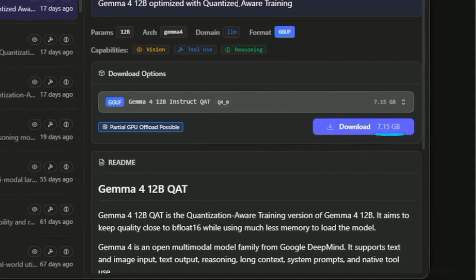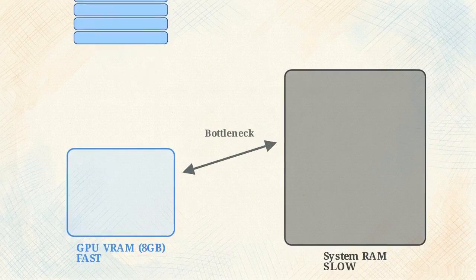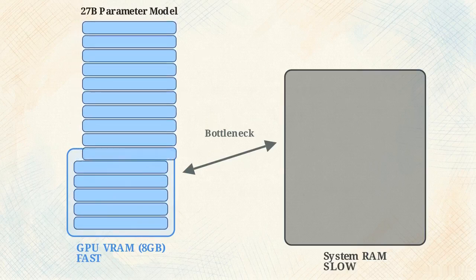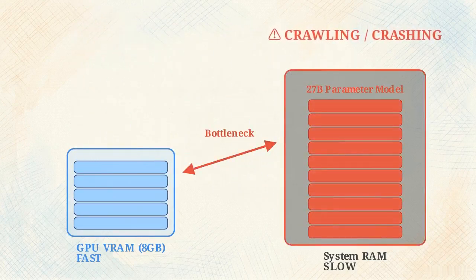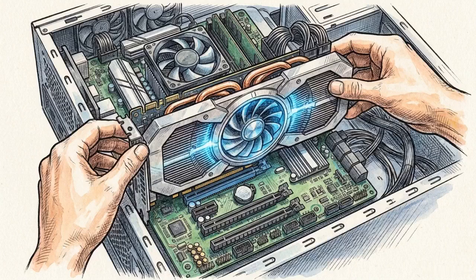The critical bottleneck here is VRAM, or video RAM, on your graphics card. If you run a massive 27 billion parameter model on a standard 8 gigabyte card, excess data spills into your slower standard RAM, causing the application to crawl or crash. This brings us to the golden rule of local AI. A smaller model that fits entirely inside your VRAM will consistently outperform a larger model forced to offload its layers. Match the tool to the hardware you actually have.